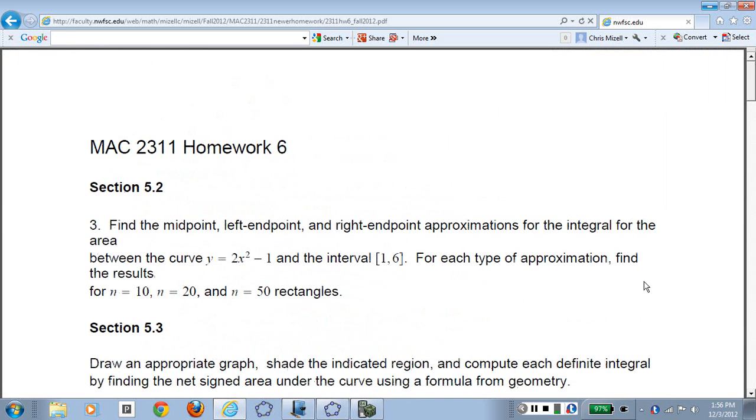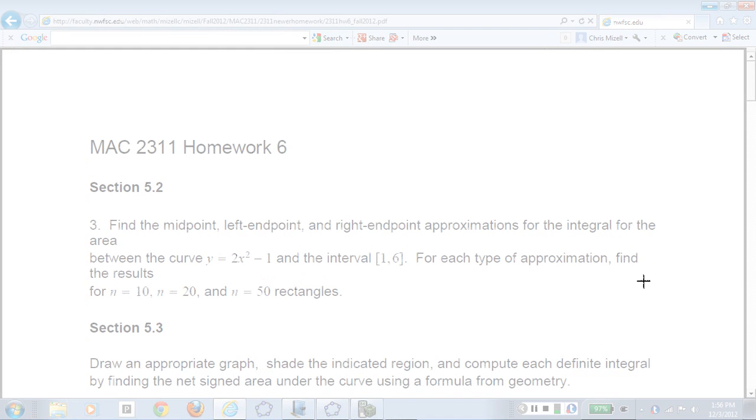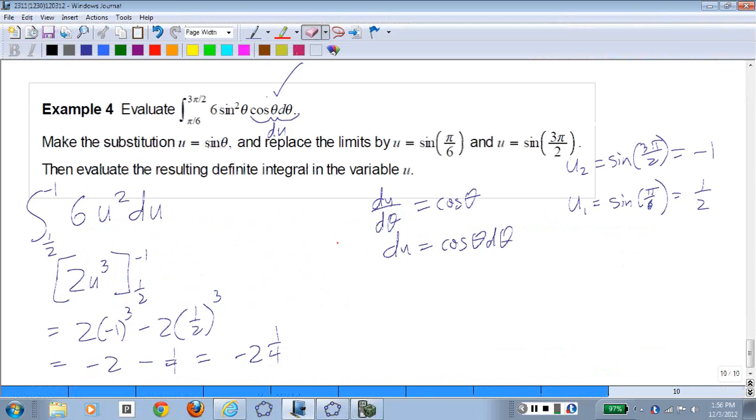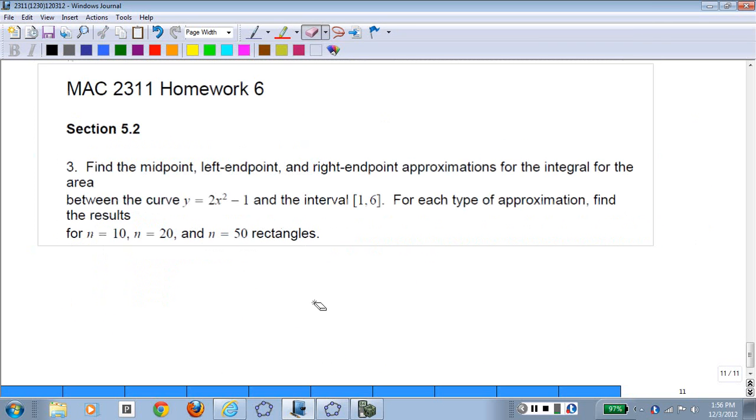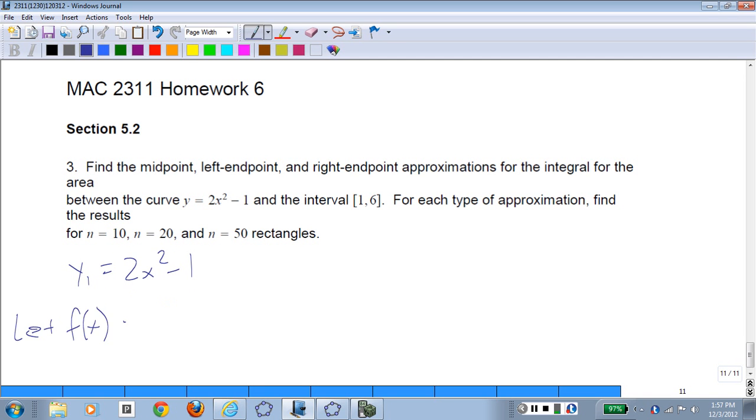Midpoint, left endpoint, right endpoint. Here's what I'd like you to do for a problem like that. So for this problem, the integral of 2x squared minus 1, what I'm really looking for is this. If I say, okay, give the right endpoint approximation for the integral, I think it's probably best if on your calculator you just define y1 equals 2x squared minus 1. On your paper, you can let f of x be that 2x squared minus 1.